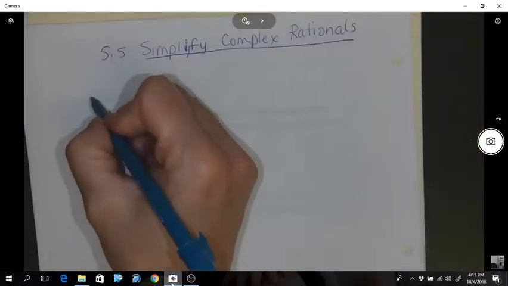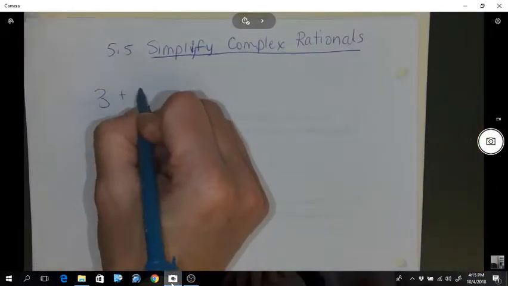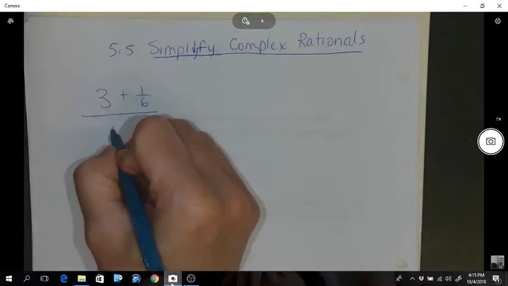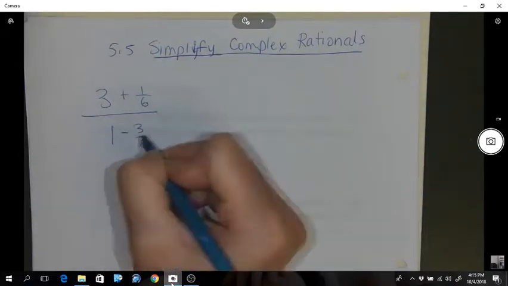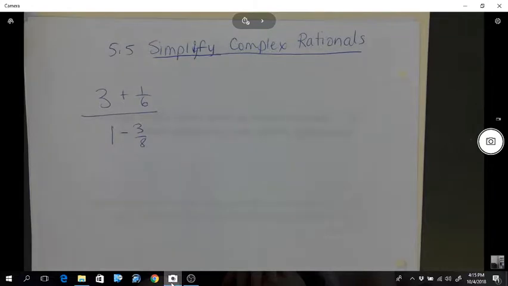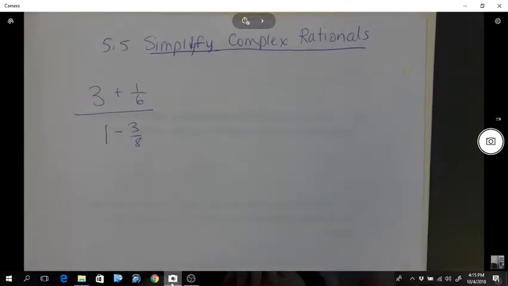Alright, example 1. 3 plus 1/6 over 1 minus 3/8. So now you have no new skills, but you're combining, you're adding, and you're multiplying and dividing. And you still have all that factoring in here too. So this is going to be a lesson that combines everything together.